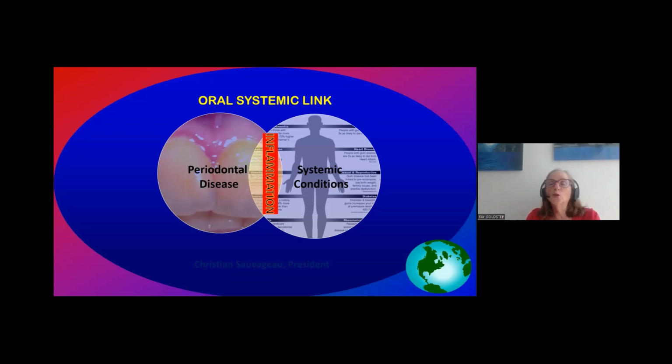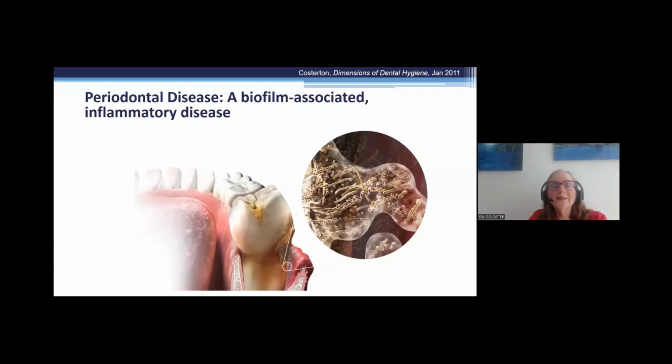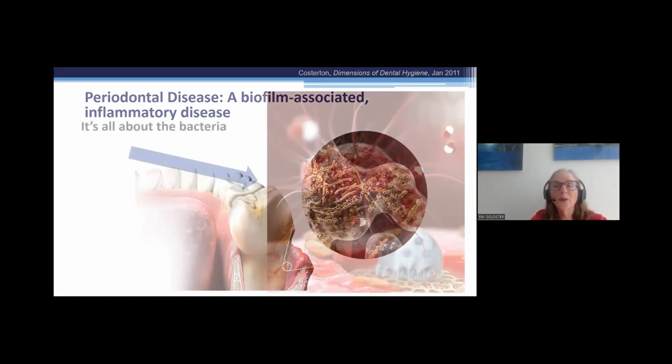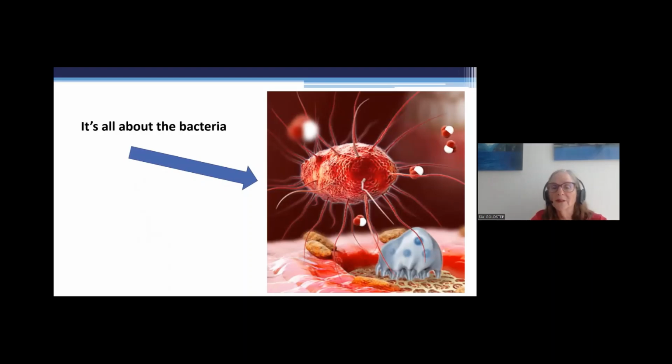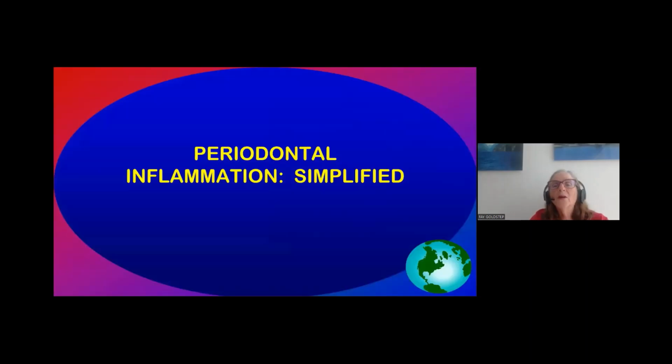How are we able to stop this link? Just like other doctors in the body can stop the link, we can as well. So let's discuss periodontal disease first, because that's where it all starts. We know it's a biofilm associated inflammatory disease. Notice biofilm and inflammation. It starts with biofilm and then progresses as the body reacts to the biofilm in the way of doing inflammation. So it's all about the bacteria, but not completely. So, what is periodontal inflammation? How can we simplify it?